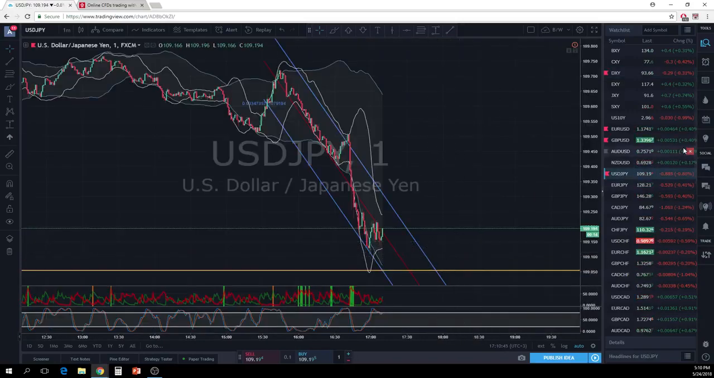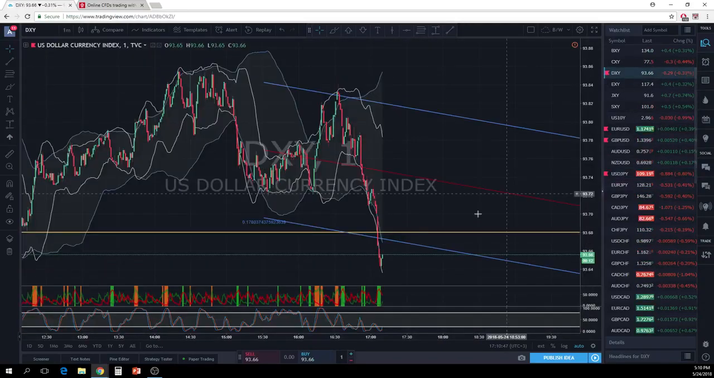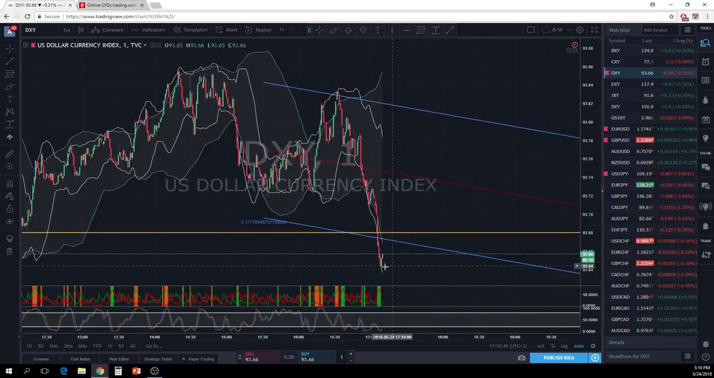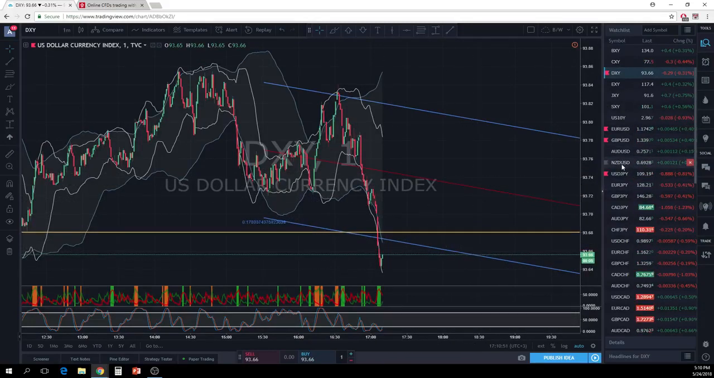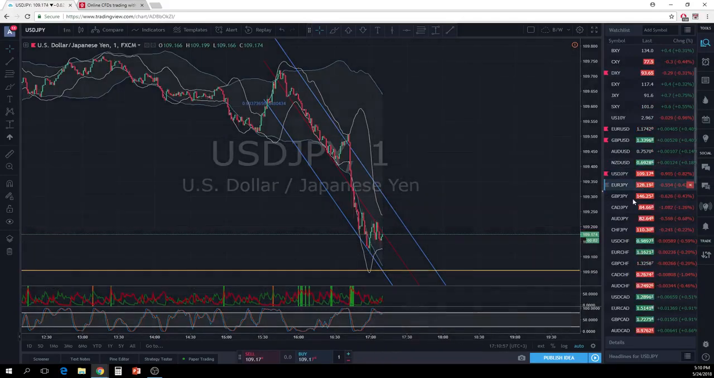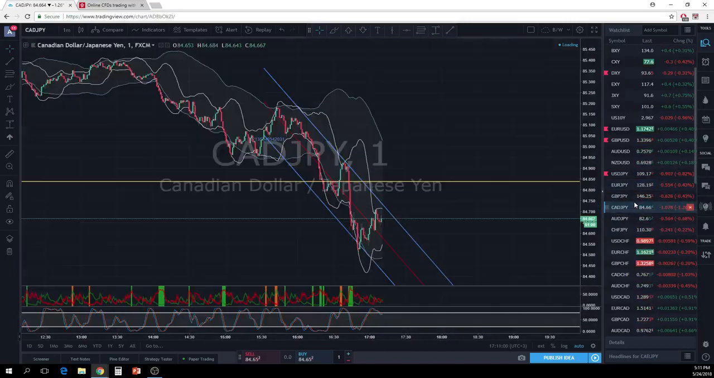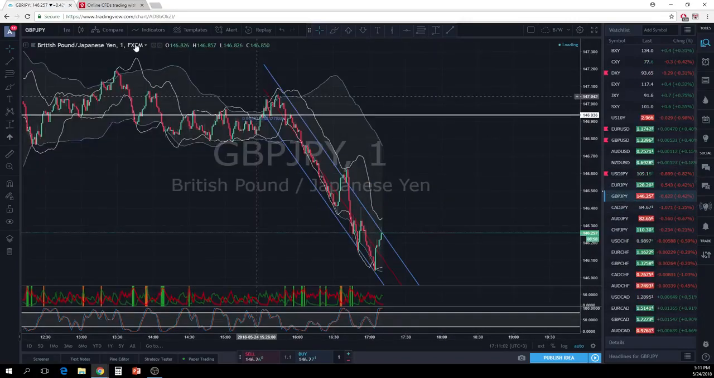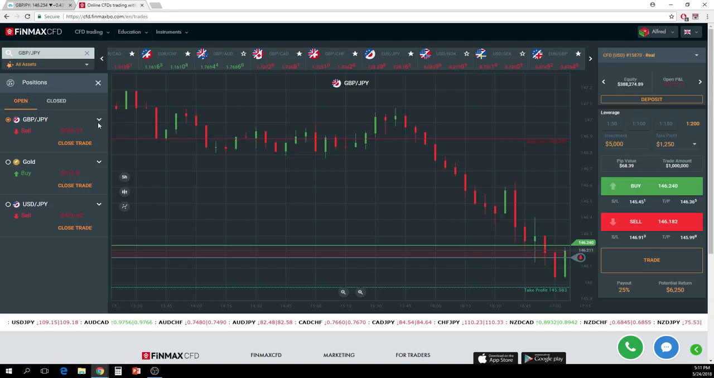Dollar yen as well. You can see general movement. This is well below the linear regression, however for the dollar yen, it's right in the middle and it's fairly high up on the stochastic RSI, should continue decreasing. Now the British pound yen, where do we open it? Let's take a quick look.